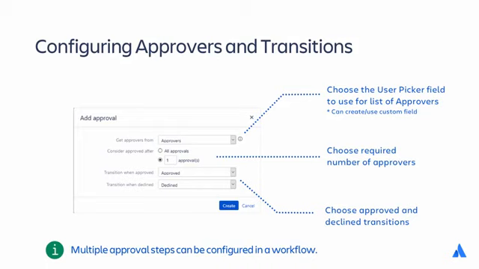You also choose the required number of approvers, whether to consider the request approved after all approvals or a certain number of approvals. Finally, you choose the approved and declined transitions. Note also that multiple approval steps can be configured in a workflow.